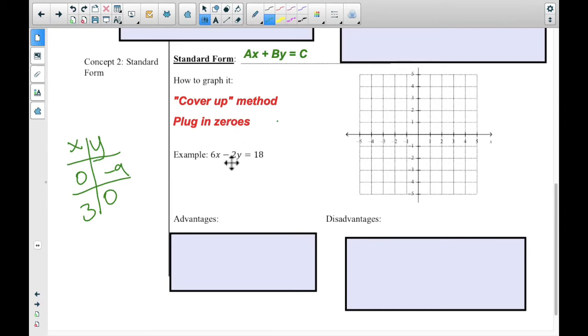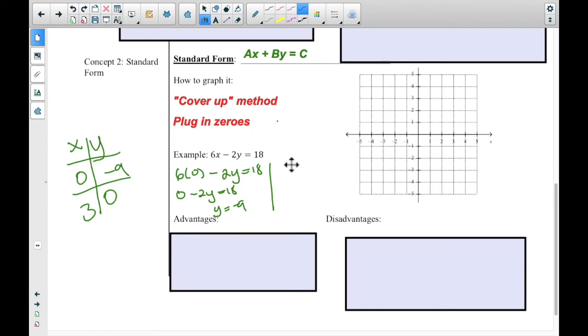If I want to be a little bit more formal about it, I could plug in zeros. So for instance, I would take 6 times 0 minus 2y is equal to 18, and I would take a minute to solve this equation. Well, that gives me 0 minus 2y equals 18. I divide by -2, and I get -9. Of course, that's what I did the other time. I'm just going a little bit more formally this time.